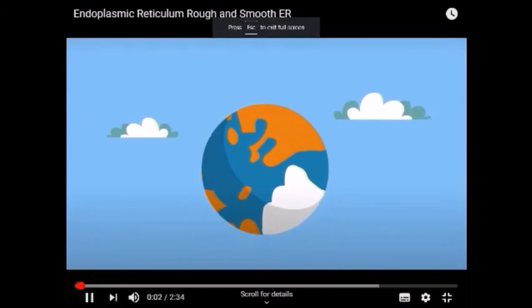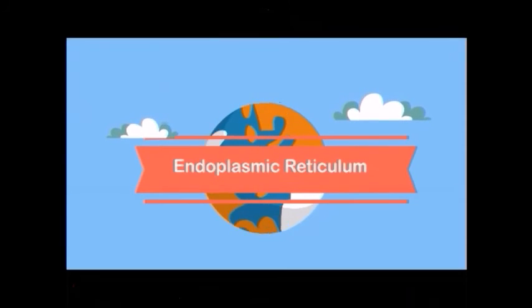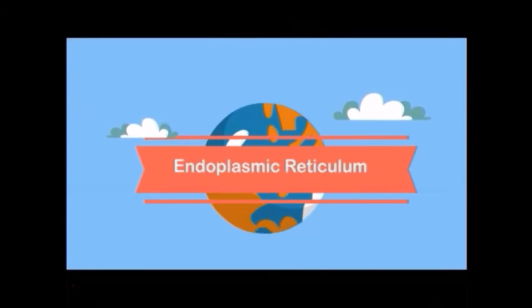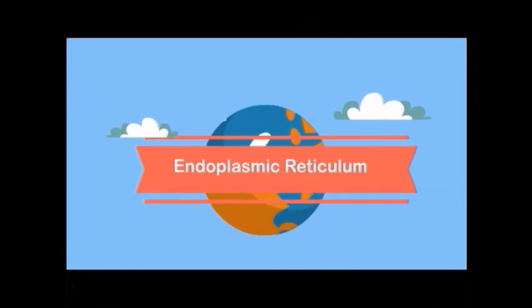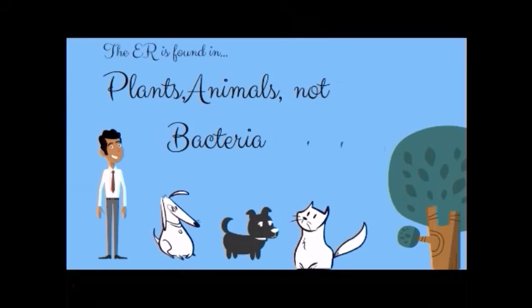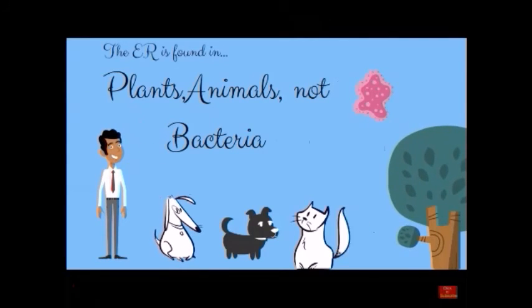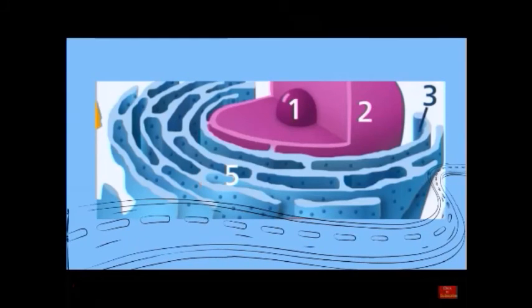Welcome to Moo Math and Science. In this video, I would like to talk about the Endoplasmic Reticulum, also called the ER. The ER is found in both plants and animals, but not in bacteria cells. If you take a look at the ER, you will notice that it consists of folded membranes and looks like a transportation system. The ER is located near the nucleus and helps the cell transport important materials throughout the cell.